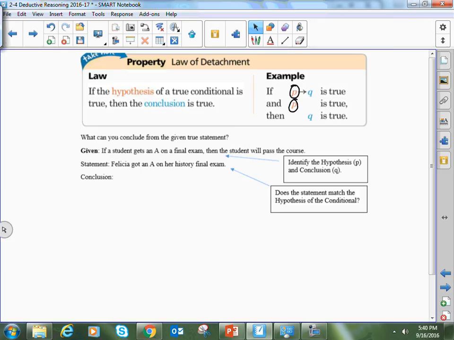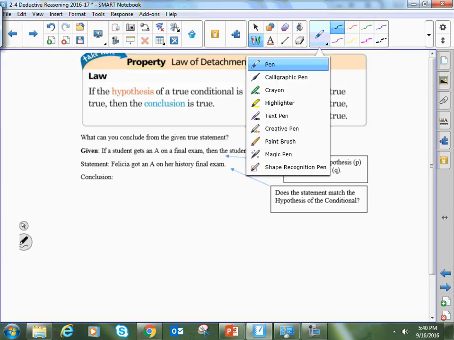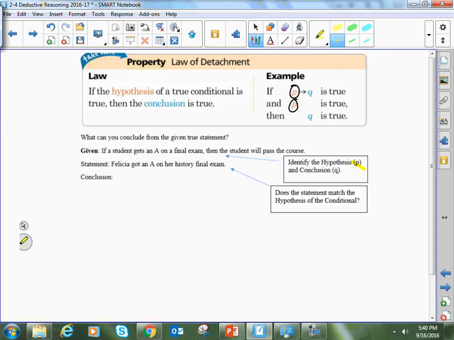So this is what I want you guys to think about. That's why I'm adding these text boxes to your diagrams here. It says, okay, so we have a conditional statement. We want to be able to identify the hypothesis and conclusion. Well, here, let's do the hypothesis yellow, and let's do the conclusion here. Let's do that blue color. So the hypothesis is a student gets an A for a final exam, and the conclusion is that the student will pass the course.